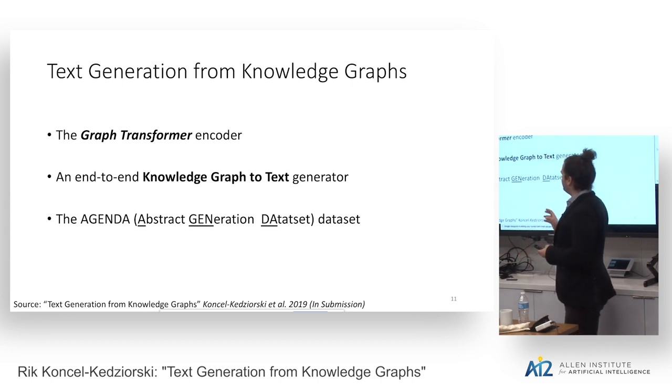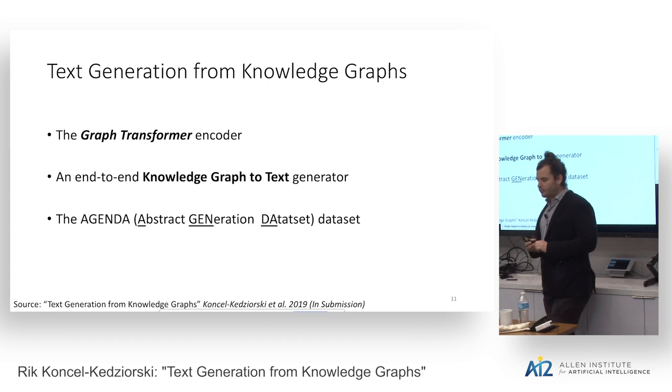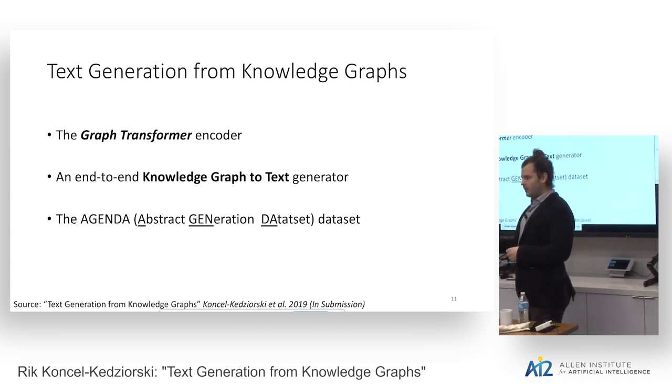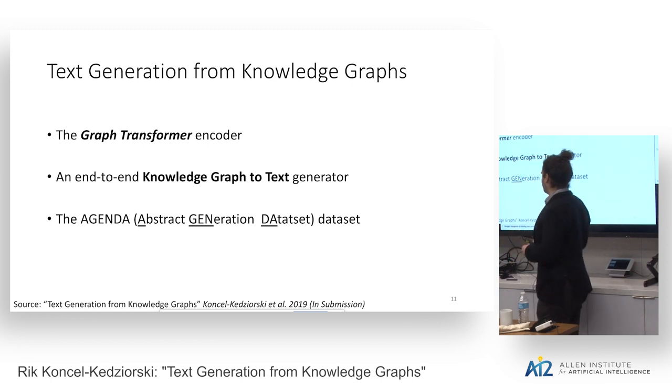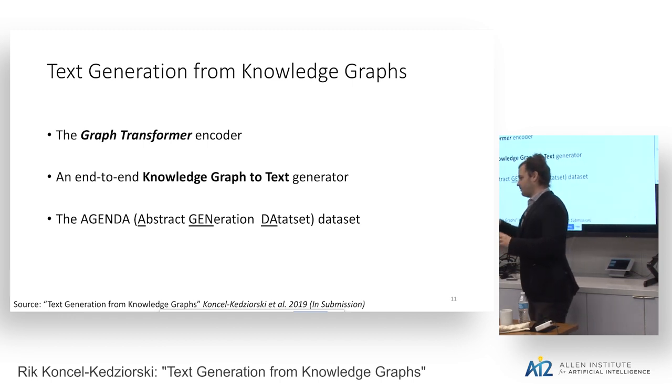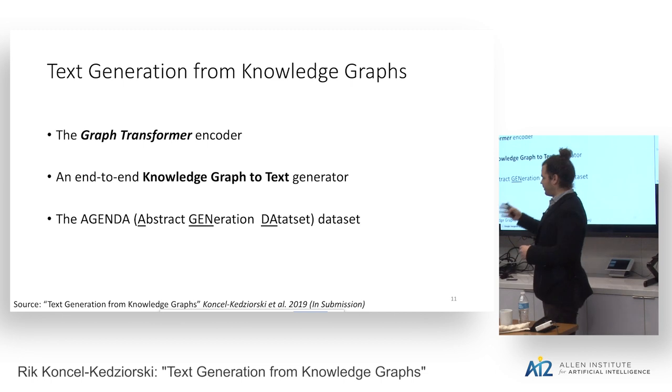So what I'm going to describe is a graph transformer encoder for encoding knowledge graphs. We're going to incorporate these encodings into an end-to-end knowledge graph to text generation system. In order to do this, I introduce a data set called Agenda, which is an abstract generation data set of knowledge graphs paired with short documents that happen to be scientific abstracts for future research.